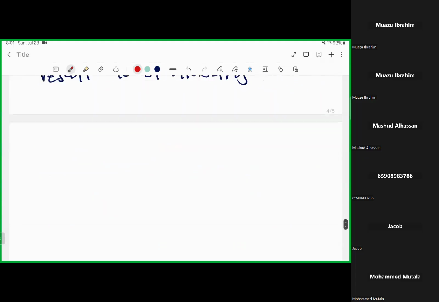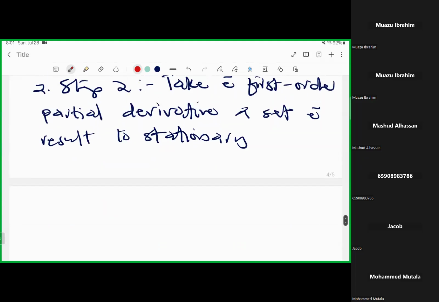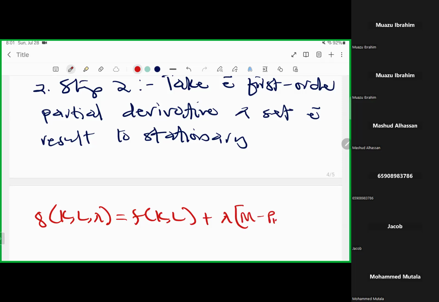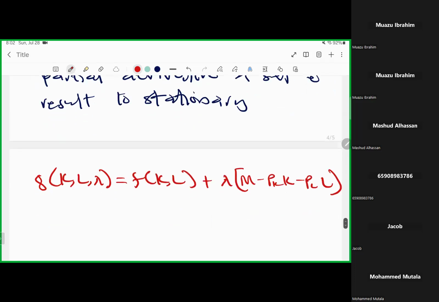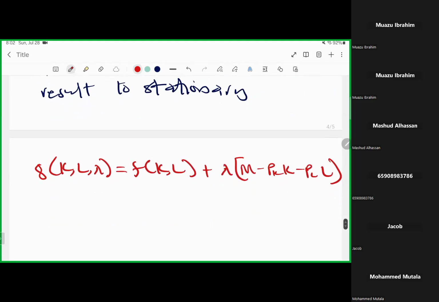So now from step 2, we have the Lagrangian multiplier as G(K, L) equal to F(K, L), this is the production, plus lambda times M minus PK K minus PL L. So this is the production, and this is the Lagrangian multiplier. We have combined the production function and the objective function.